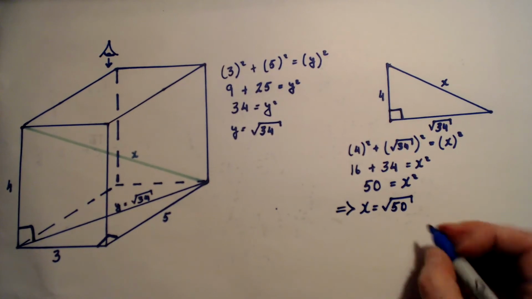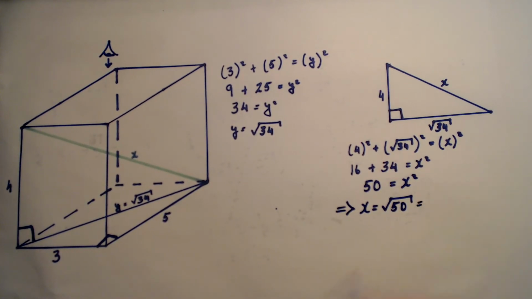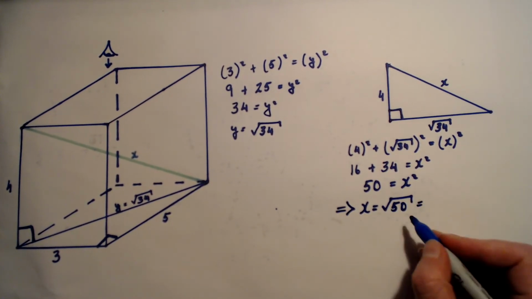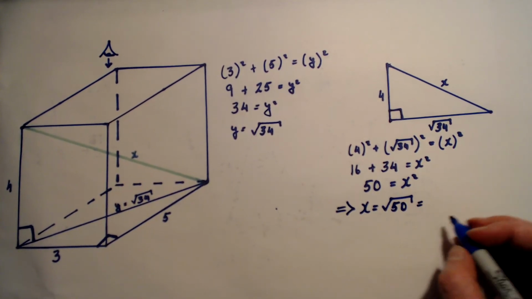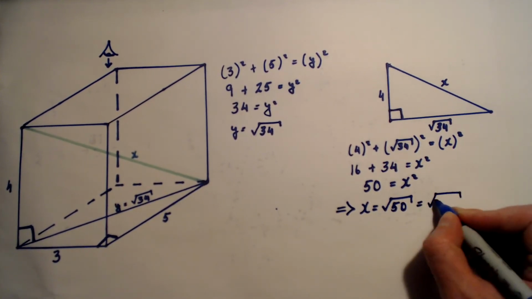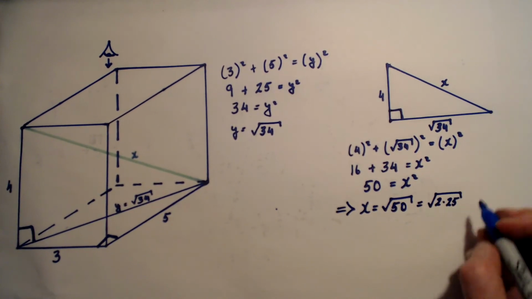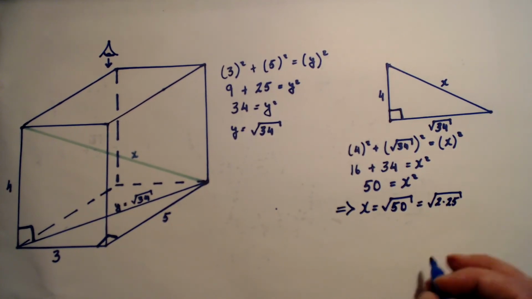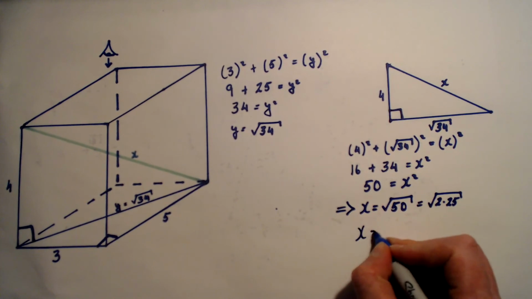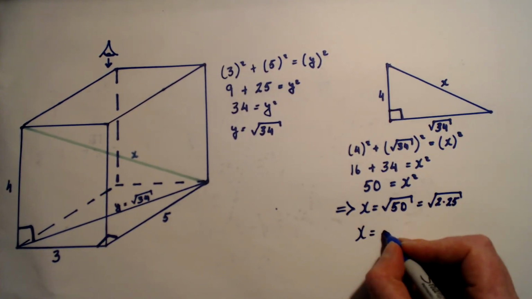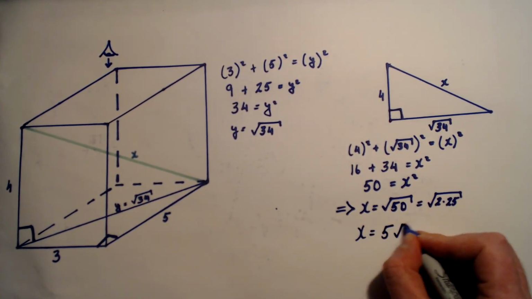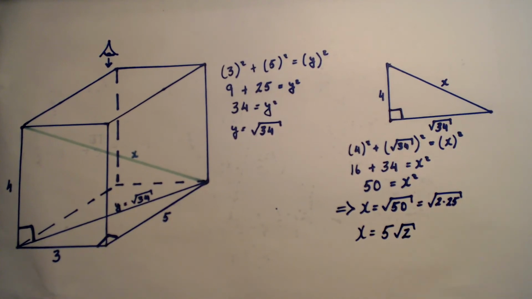I might simplify this for myself. The square root of 50. Are there any factors of 50 that are themselves squares? Yeah, 25 is a factor of 50. So this is the square root of 2 times 25. I can take my 25 out from underneath the square root sign, and when 25 comes out, it's 5. So x is equal to 5 root 2.